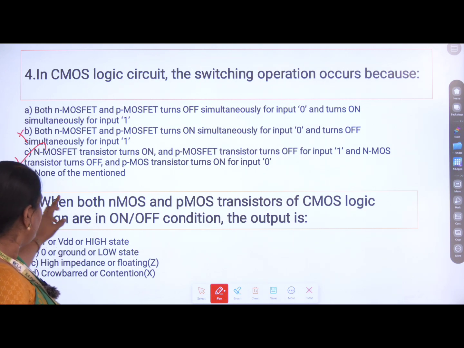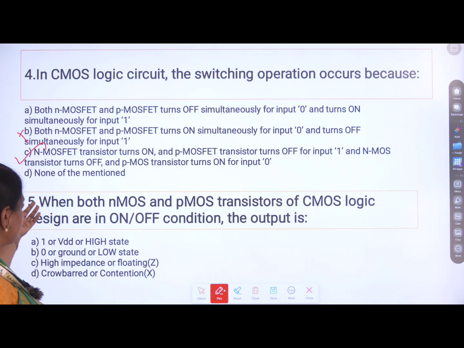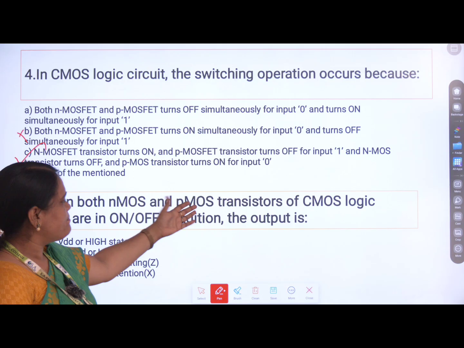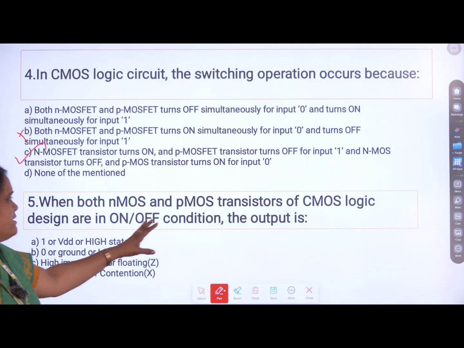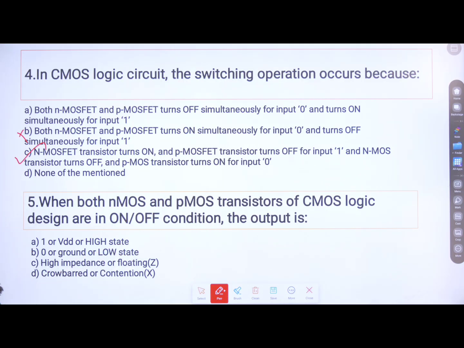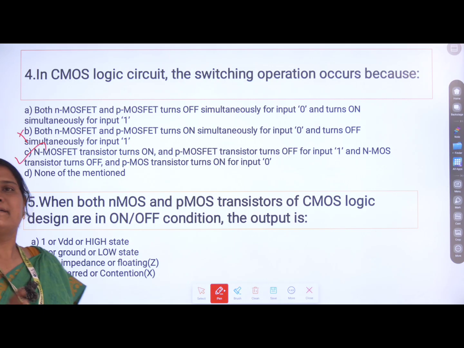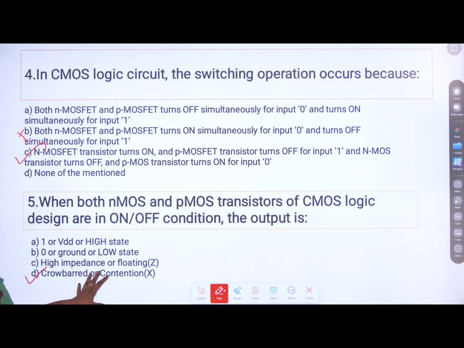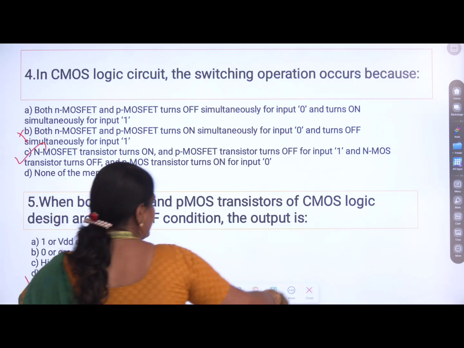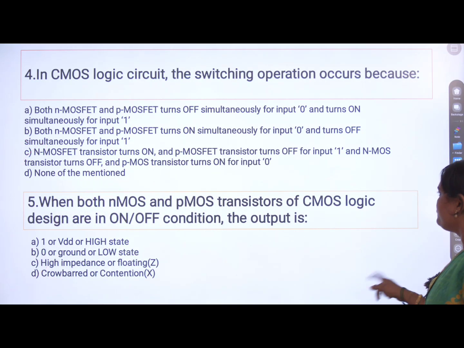Now we will discuss the next question. When both NMOS and PMOS transistors of a CMOS logic design are on or off, either on or off condition, the output is... It is nothing but the crowbar or contention state. We say it as crowbar or contention state. We'll see why it is called so.